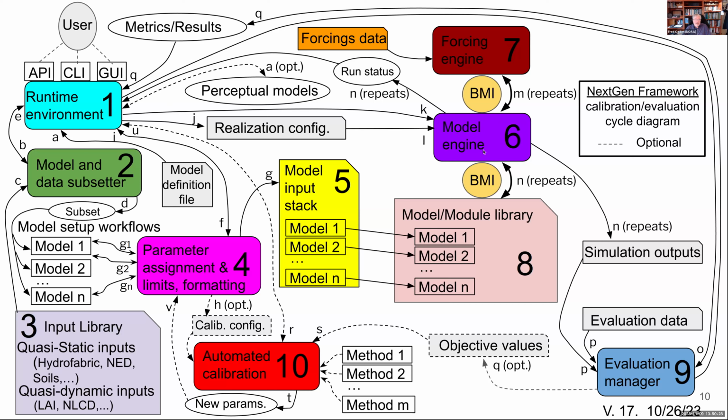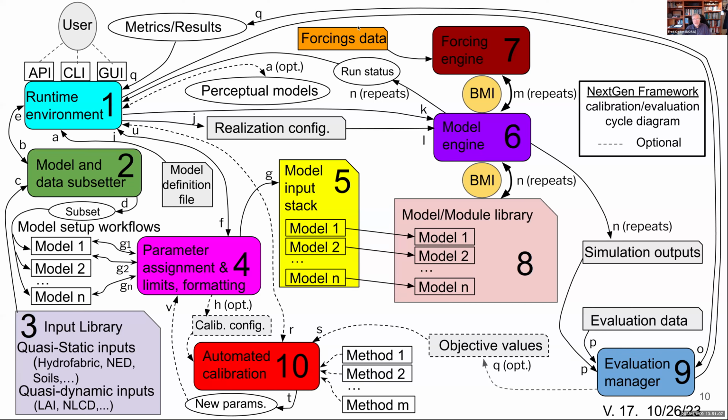So that gets us back through this one. The runtime environment now would call the evaluation manager, passing some information through its command line interface: here's where your simulation outputs are, here's where the evaluation data are, evaluate these metrics using these methods. It reads the simulation outputs and evaluation data with arrow P and produces metrics and could report those metrics back to the runtime environment with this arrow Q.